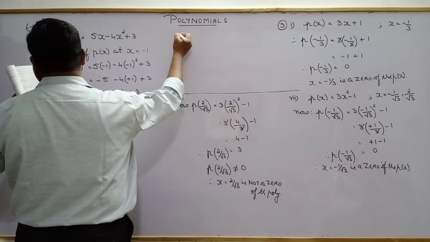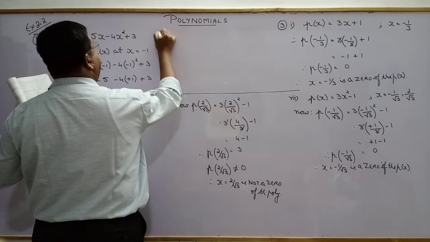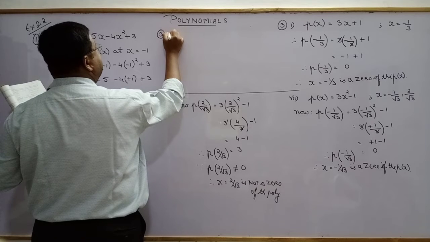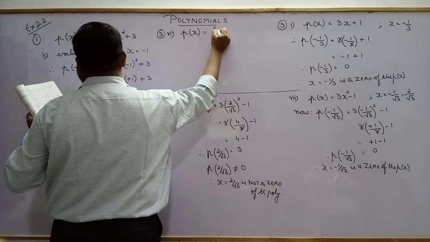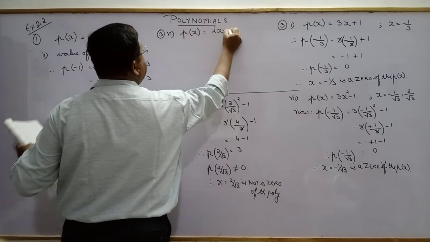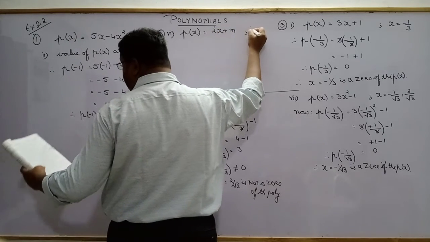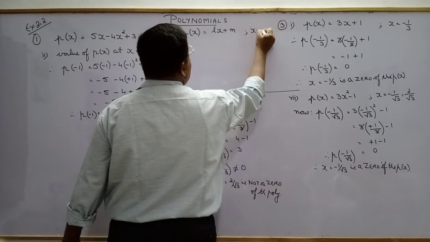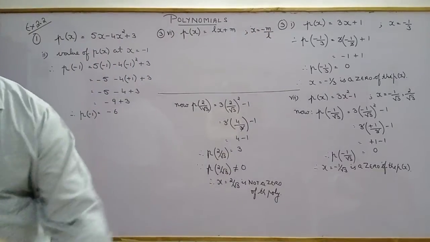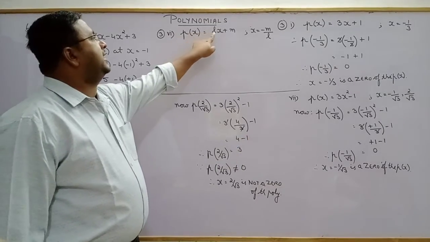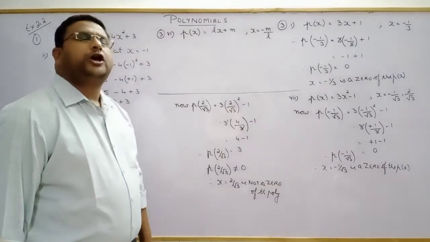Substitute. I am talking about third question, sixth part. P of x is equal to Lx plus m, and x is equal to minus m by l. So it is clearly stated which is the variable: x is the variable. L and m will be treated as constants.